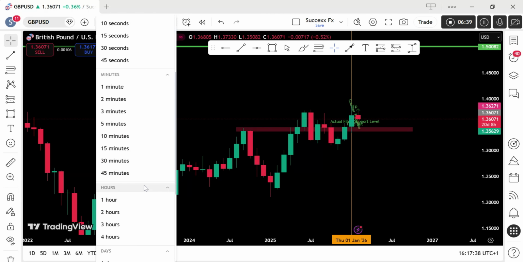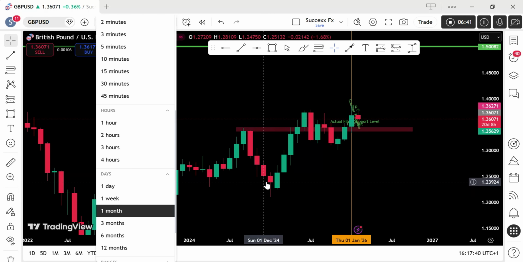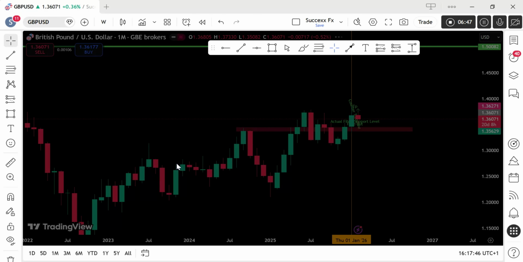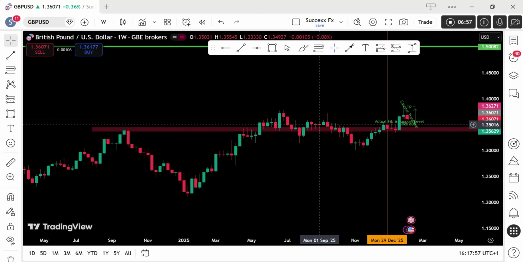So with that being said, knowing the direction of the market from the monthly time frame, we would now go to the weekly time frame. This is the top down approach in a nutshell, going from the higher time frame and moving slowly down to the lower time frame. All right.